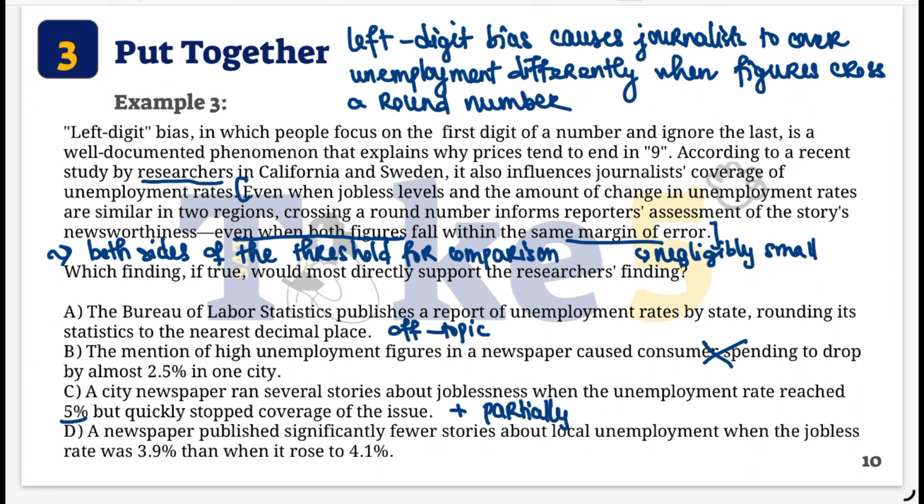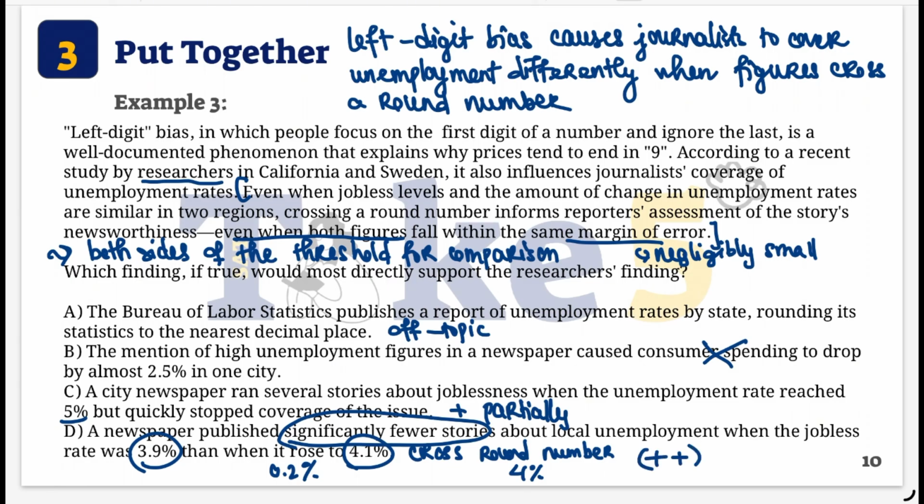D says that a newspaper published significantly fewer stories when the jobless rate was 3.9% than when it rose to 4.1%. You see that 3.9 and 4.1 are nearly identical in real terms, a difference of only 0.2%. But because 4.1% crosses the round number threshold of 4%, it shows a dramatic difference in coverage volume despite nearly identical figures. So this answer directly demonstrates left-digit bias in journalism, or strongly supports the researcher's findings. Let's put two positive signs here.